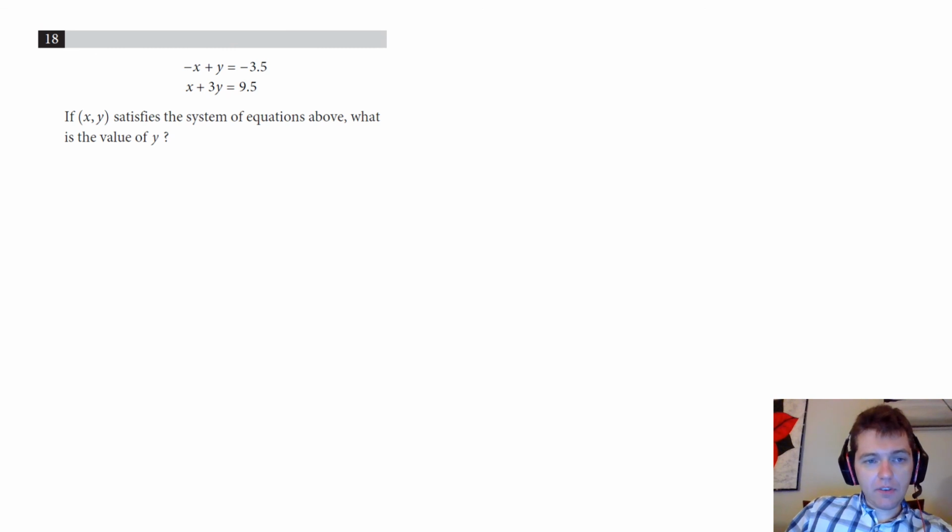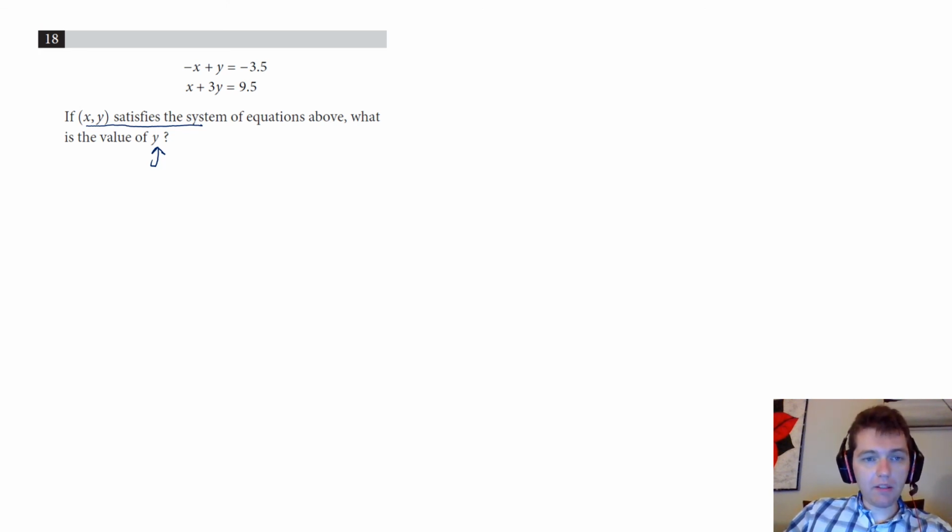Problem 18, if x comma y satisfies the system of equations above, what is the value of y? Just like a couple problems earlier in this SAT, when they say this satisfies the system of equations, what is the value of y, that all translates to: solve the system of equations for y.